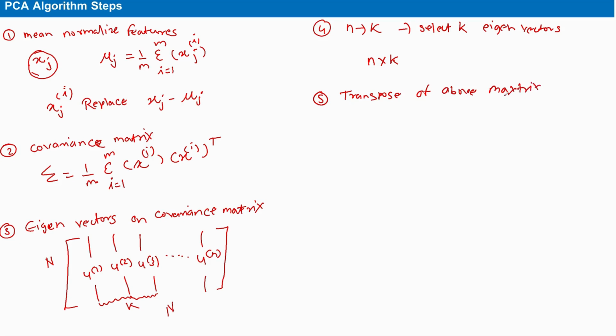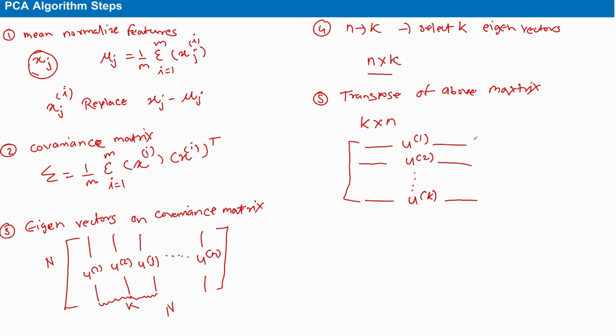After taking the transpose, the dimension of this matrix will become k by n. It will look like this, where we have u1, then directional vector 2, and like that up to the uk vectors, and it has the dimension k by n.